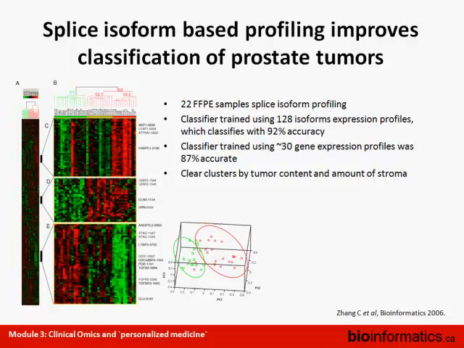Thank you for that. So this slide just shows another example of the benefits of profiling splicing in cancer. This is a paper published in Bioinformatics in 2006, where they profiled a number of FFPE samples from prostate cancer, with normals and cancers, and the goal was to build a classifier to stratify normal and cancer samples. Based on 128 isoform-specific classifiers, they reached an accuracy of 92%, whereas using gene expression classifiers, they achieved an accuracy 5% lower. It doesn't seem like much, but it is still an improvement. So it does seem to bring additional knowledge and additional power into the tumor classification problem.